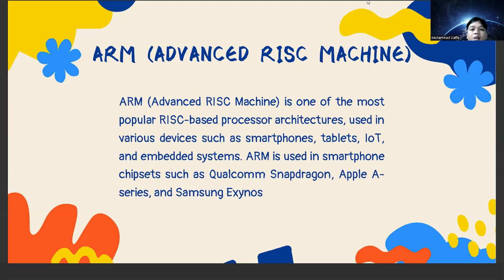Assalamualaikum warahmatullahi wabarakatuh. My name is Muhammad Dafa Saprian. In this section, I will explain about ARM, or Advanced Reduced Instruction Set Computer Machine. What is ARM? ARM is one of the most popular reduced instruction set computer-based processor architectures used in various devices such as smartphones, tablets, IoT, and embedded systems. ARM is used in smartphone chipsets such as Qualcomm Snapdragon, Apple A series, and Samsung Exynos.